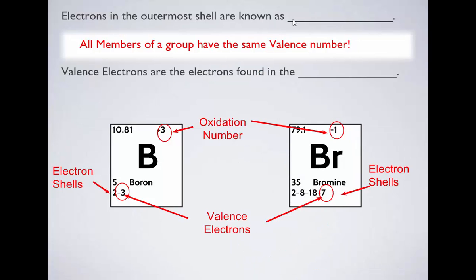We're not going to use these electron dot diagrams to figure out the formulas much. We're going to use an alternate method using what we call the oxidation number. So those outermost electrons, do you remember what we called them? Yeah, outermost shell, but there's another name. Valence electrons. Valence electrons are in the outermost shell. So we look at the last number in the electron configuration. So boron has 3. Bromine has 7 in its outermost shell.